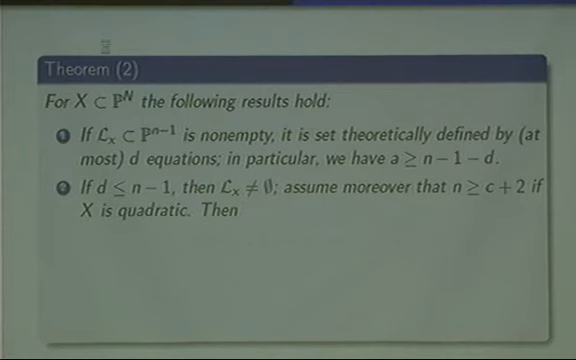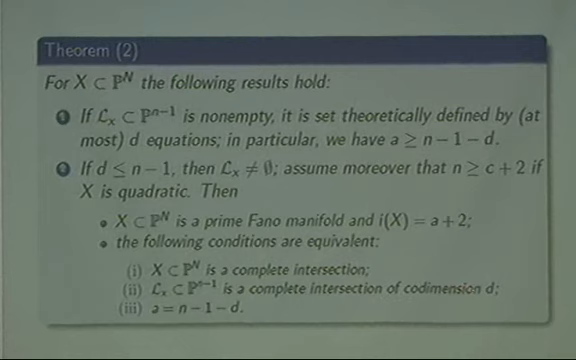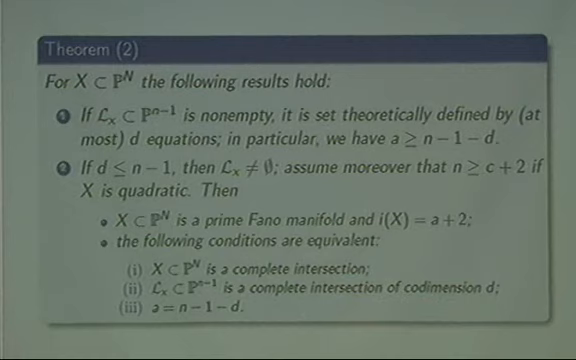Then, first, X is a prime Fano manifold of index A plus 2. This is the Barth-Larsen theorem, nothing more. Now it will be more interesting. The following conditions are equivalent. So, first, if X is a complete intersection, then the variety of lines is a complete intersection of codimension D. This is classical and well known. This, of course, implies that the dimension of the variety of lines is n minus 1 minus D. This is a triviality.